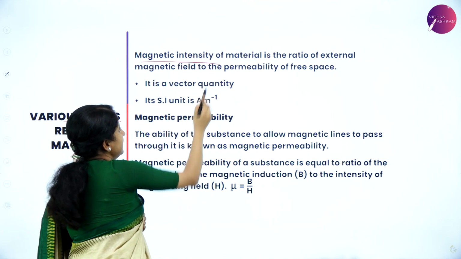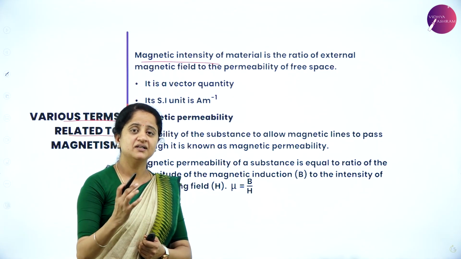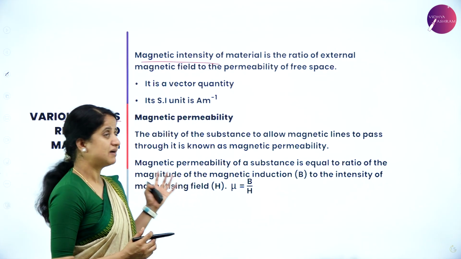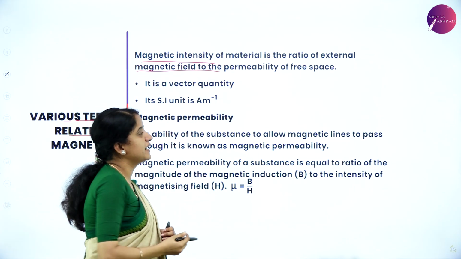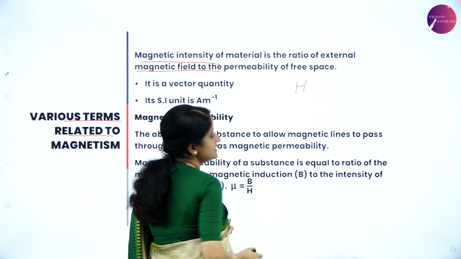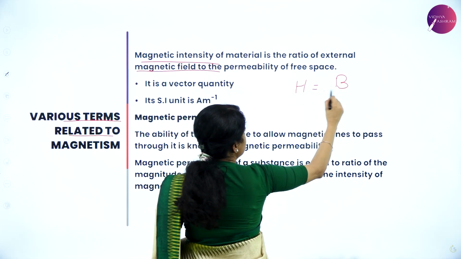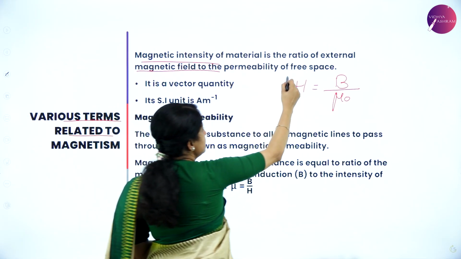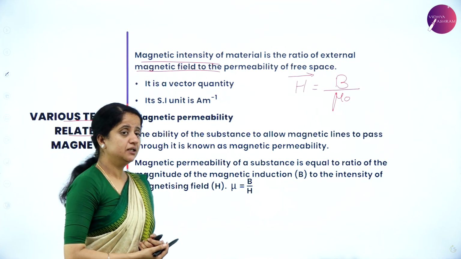So we have magnetic intensity. What do you mean by magnetic intensity? We generally know what intensity is. What is a magnet? We have learnt in the last class. Now we are learning that the magnetic intensity of any material is the ratio of the external magnetic field to the permeability of free space. So magnetic intensity is denoted by H, which is equal to the ratio of external magnetic field to the permeability of free space. This magnetic intensity is a vector quantity. What is the SI unit? It is ampere per meter.